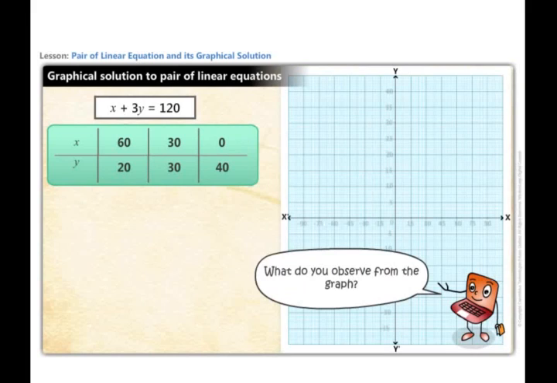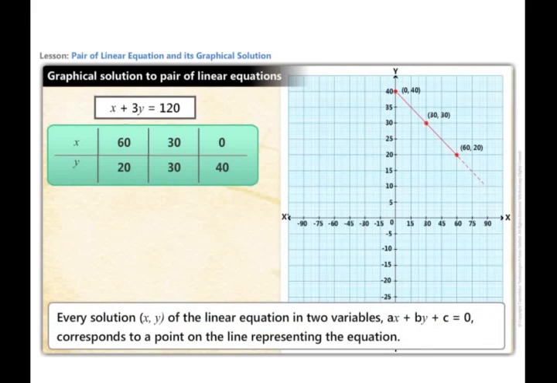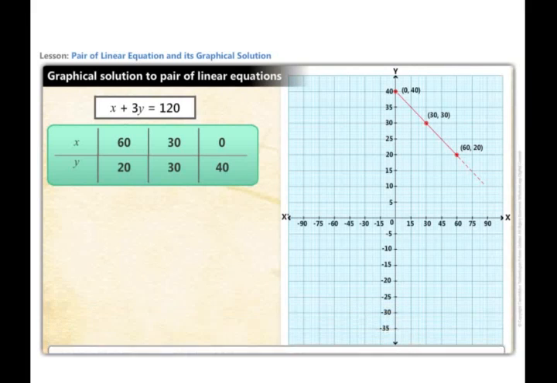What do you observe from the graph? We observe that the graph of a linear equation in two variables is a straight line, and the point (60, 20), which is the solution we got, lies on the line representing the equation x plus 3y is equal to 120. Geometrically, we can say that every solution (x, y) of the linear equation in two variables ax plus by plus c is equal to 0 corresponds to a point on the line representing the equation.